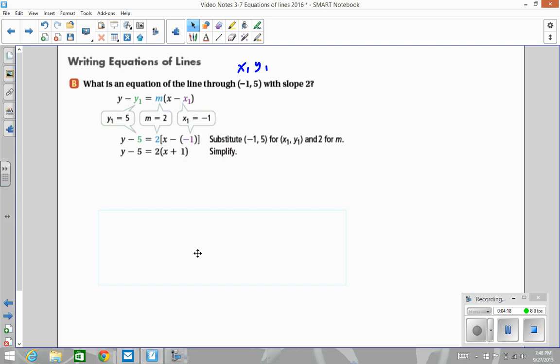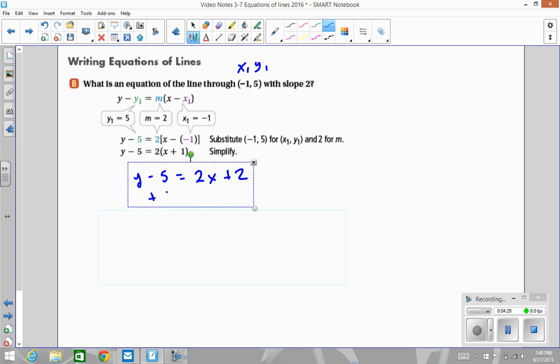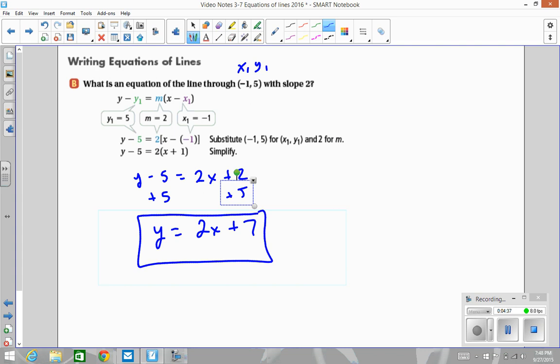And then if I simplify again, which we want to go all the way to y equals mx plus b, it's going to be y minus 5 equals 2x plus 2. I'm going to add 5 to each side. And so I get y is equal to 2x plus 7. And this is our final answer when we're done. Okay, so remember to simplify, distribute, do all your properties so that you can get it in y equals mx plus b form.